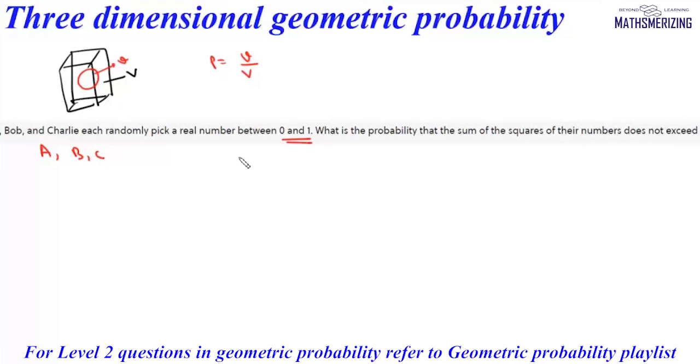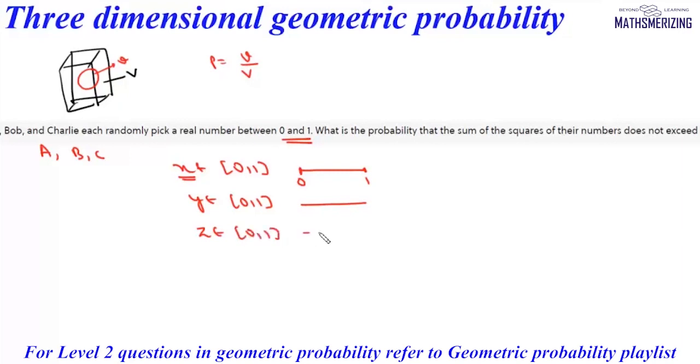Now each of them can pick a real number between 0 and 1. For Alex, this choice is, suppose, represented by this variable x, which can take any value from 0 to 1, which can be represented by this line segment. For Bob, suppose it is represented by y, and again it is a line segment of length 1. And for Charlie, say it is z, which again is a line segment of length 1. Now all the possible combinations of their choices can be represented by this cube of unit volume.